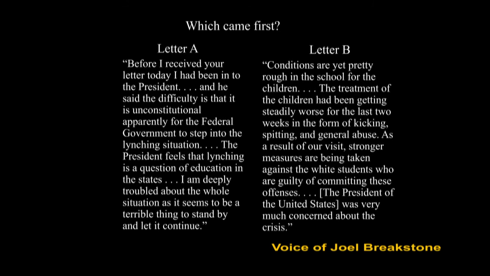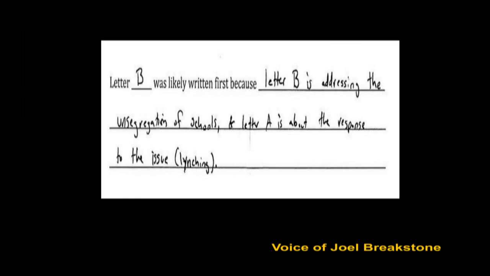So if students don't know about the civil rights movement, they might answer this way. A student wrote, "Letter B was likely written first because letter B is addressing the unsegregation of schools, and letter A is about the response to the issue, lynching." And there's a certain cause and effect logic going on here, but it's simply historically incorrect. That following the integration of schools, although there's some violence, there is not widespread lynching that happens as a result.